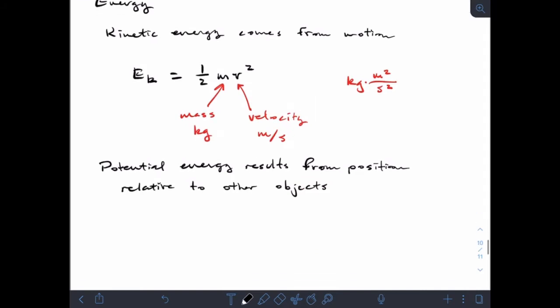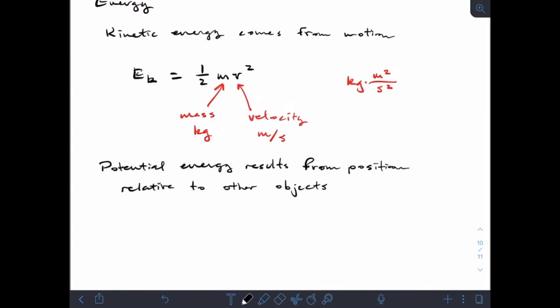But the idea here, the classic example of potential energy is a roller coaster car sitting at the very top of the first hill before it drops down to the other side. It sort of pauses right there at the top of the hill. And its potential energy is relative to the surface of the Earth. So the higher you go from the surface of the Earth, the more potential energy you have.